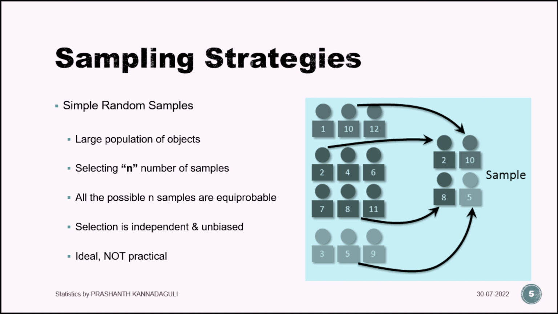Coming to the drawback, it is not practical. There is a restriction saying that you should ask people who are independent and unbiased. There should not be a bias. Maintaining this particular condition becomes very difficult with random selection of samples. Just try to recall, all these slides we have already covered.